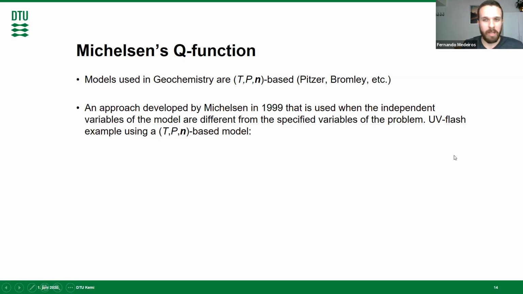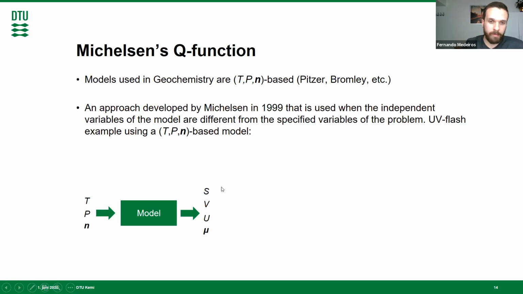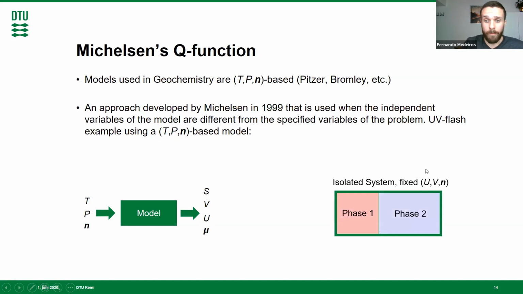So if we think about a UV flash that is being modeled by a TPN based model, for instance an equation of state written in this way, we have something like this. We have TPN, and then the model gives us all the variables that we are interested in, that we can take from its relations. Here I have just selected a few that are important for this application: entropy, volume, internal energy, chemical potential.